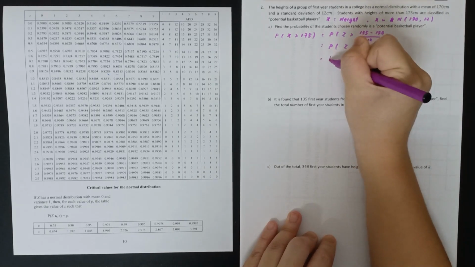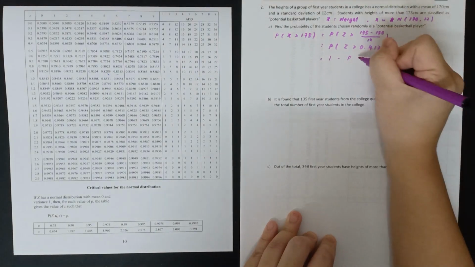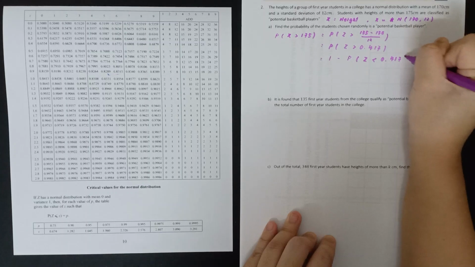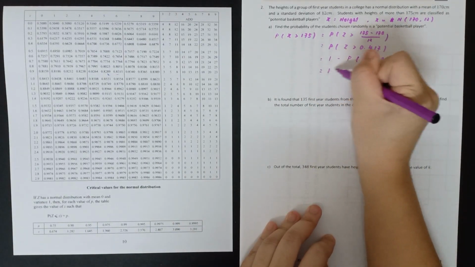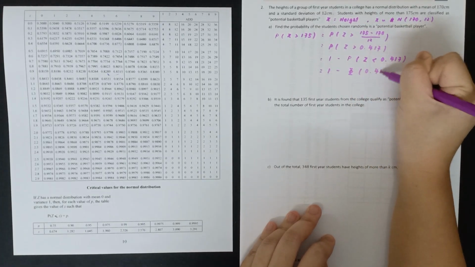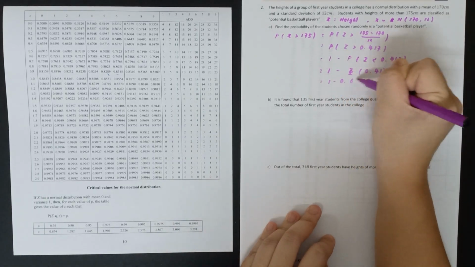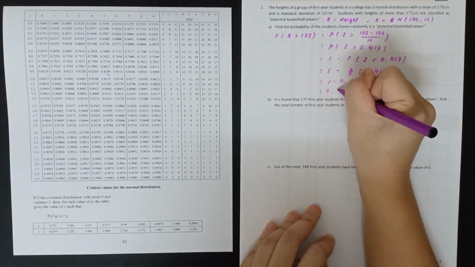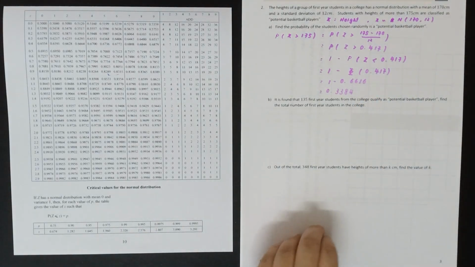So this one will be equal to 1 minus the probability that you have Z lesser than 0.417. Greater than you can't find, so you find smaller than and use 1 minus. So 1 minus 0.417, then after that equals 1 minus 0.6616, which will give you an answer of 0.3384. Okay, so that is for number 2A.